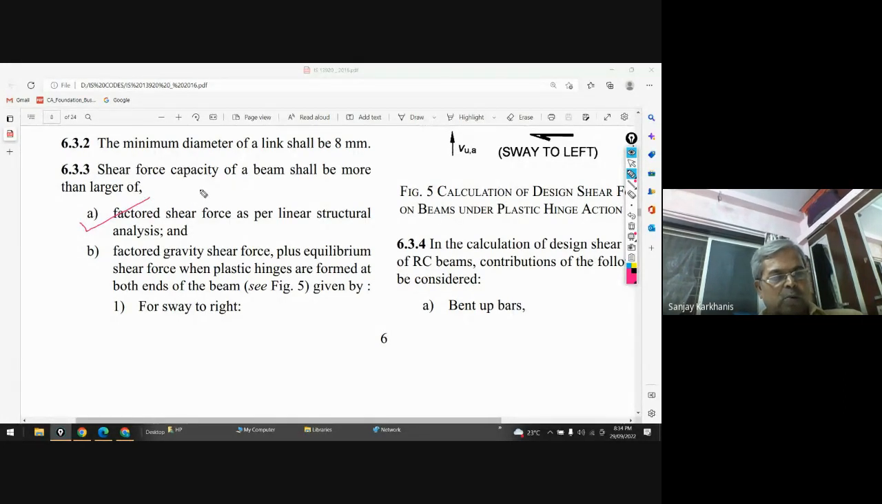So that is what you call as Vu design. Okay, Vu design, as per your calculation, whatever analysis you have carried out, that is linear structural analysis. So that is given. Everybody knows this. But what about this? Factored gravity shear force plus equilibrium shear force when plastic hinges are formed at both ends of the beam. That is sway to right and sway to left.